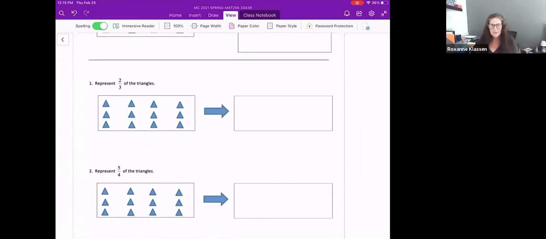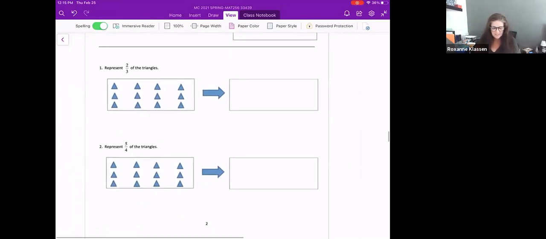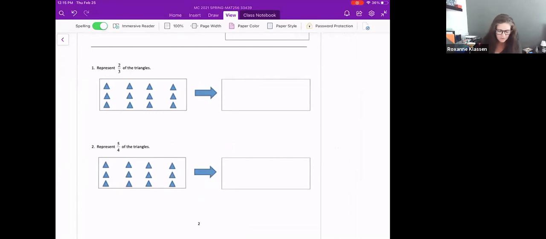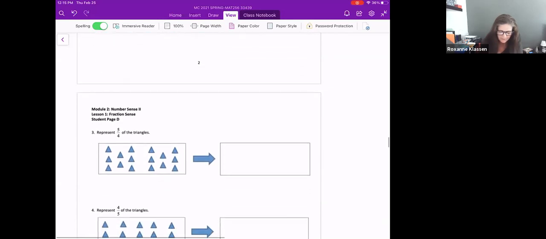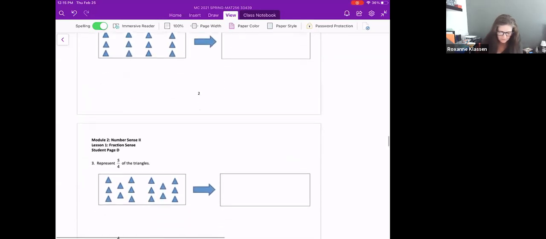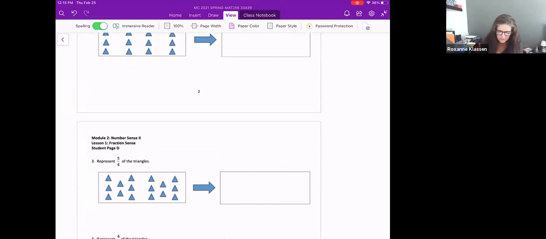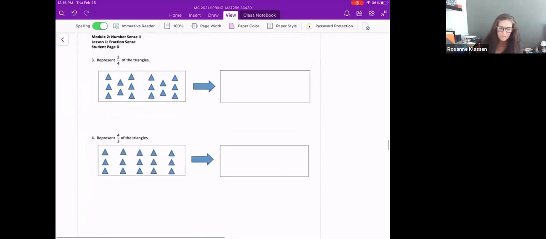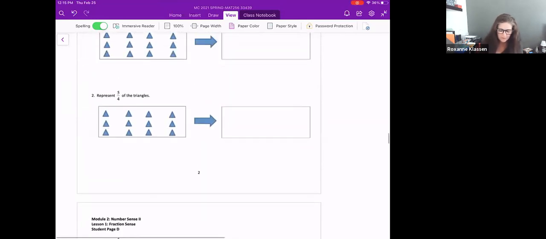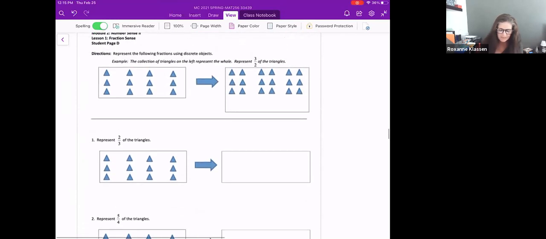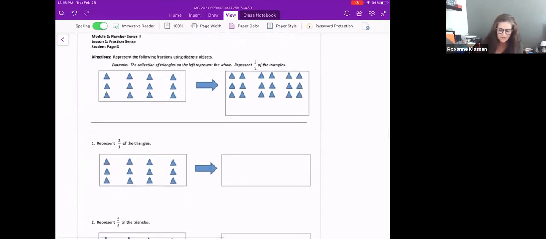I want you guys to try a couple of these. So 2/3 of the triangles, then 5/4 of the triangles, and then that's 5/4 of the triangles, but with a different amount of triangles, and then 4/5 of the triangles. So if you have this worksheet, this should be page 9 and 10. Try some of those. And if you want, I can show you this first one.